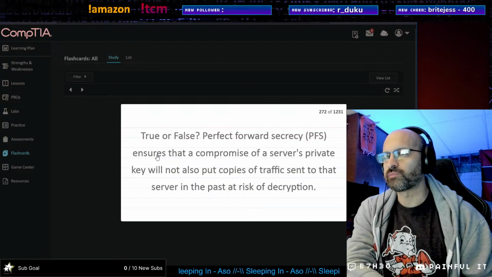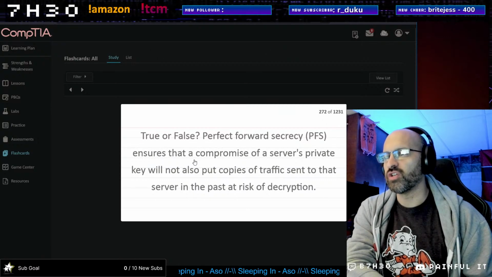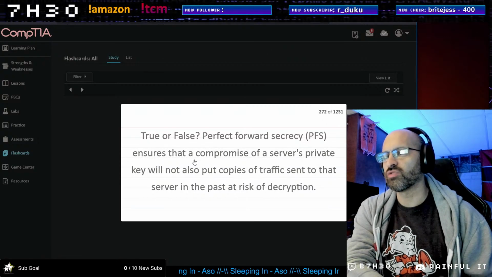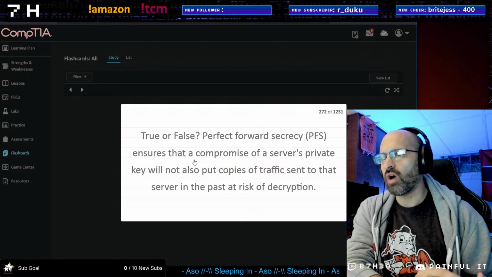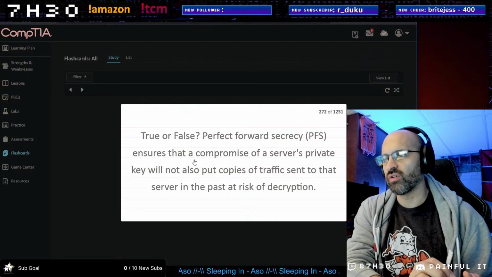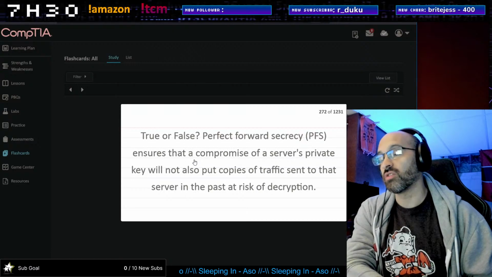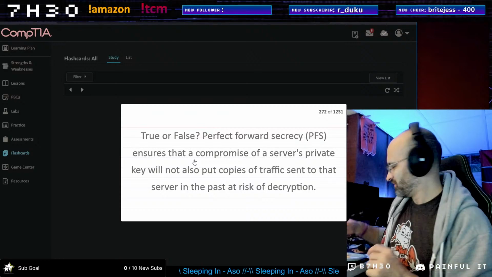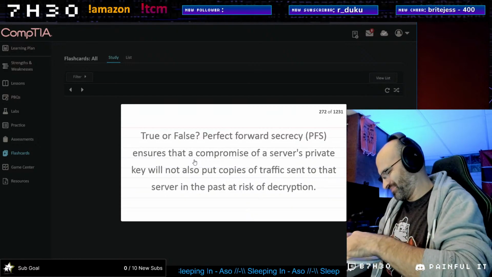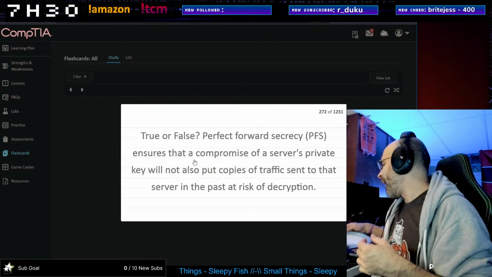True or false? Perfect forward secrecy ensures that a compromise of a server's private key will not also put copies of traffic sent to that server in the past at risk. No, it's in the future. All right.